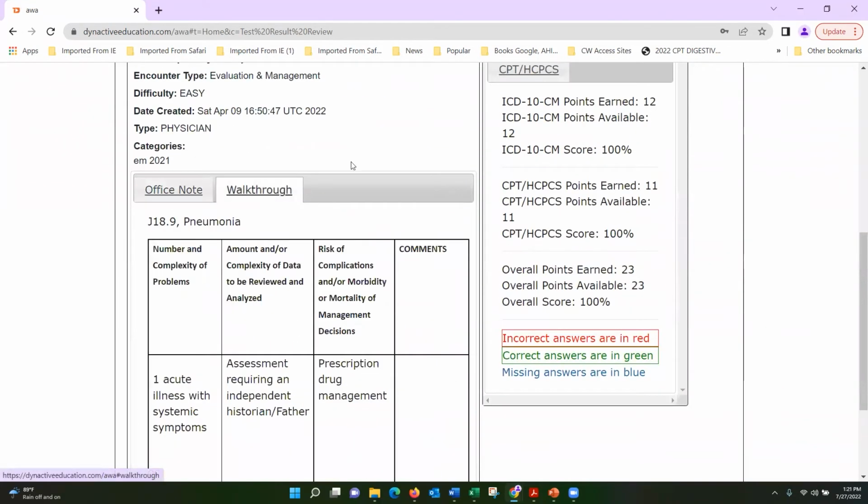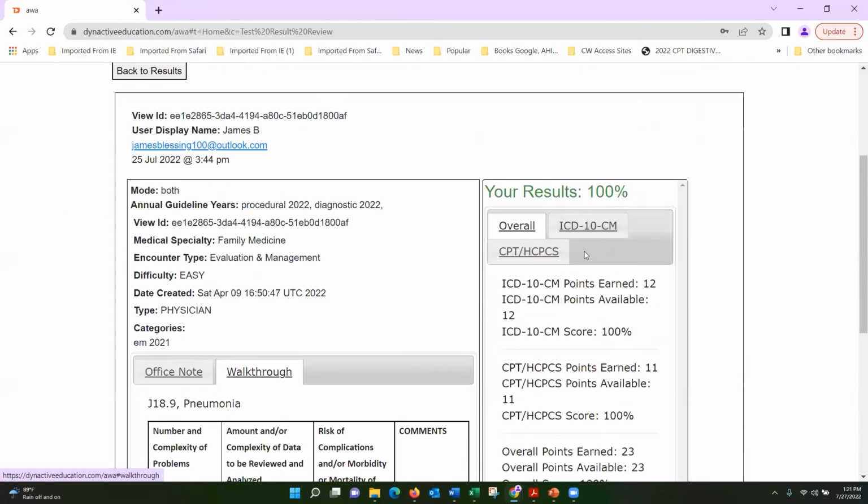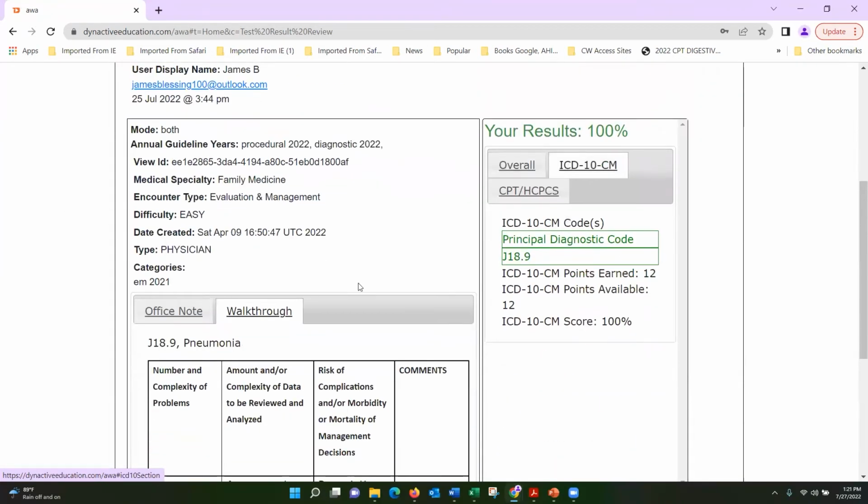Let's go look at our walkthrough. We got one diagnosis, J18.9. We don't know what type. There was no culture done to maybe identify a bacteria. We just know we have pneumonia.